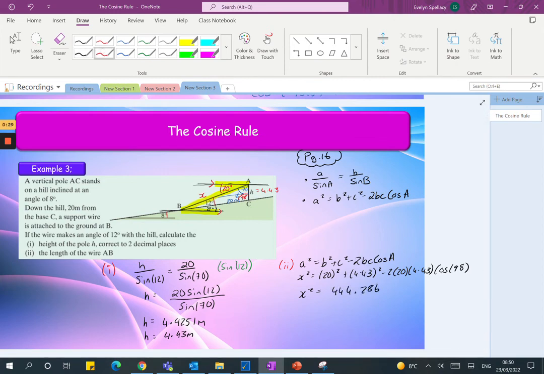which gives me 444.286. And my last step here to find that missing side is just to square root both sides, and that would give me x is equal to 21.078, which to 2 decimal places I'm going to give as 21.08 meters.